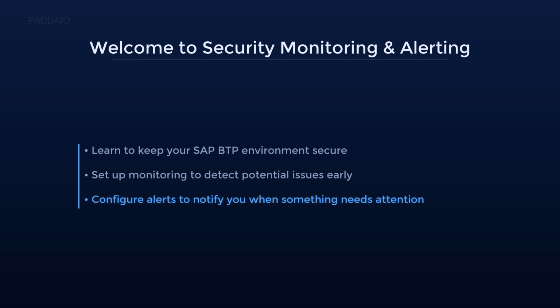Configure alerts to notify you when something needs attention. This means setting up automatic messages that inform you about issues or important events in your SAP BTP environment. For example, if a service exceeds its memory limit, you receive an email alert. This proactive approach helps you address problems swiftly before they escalate.